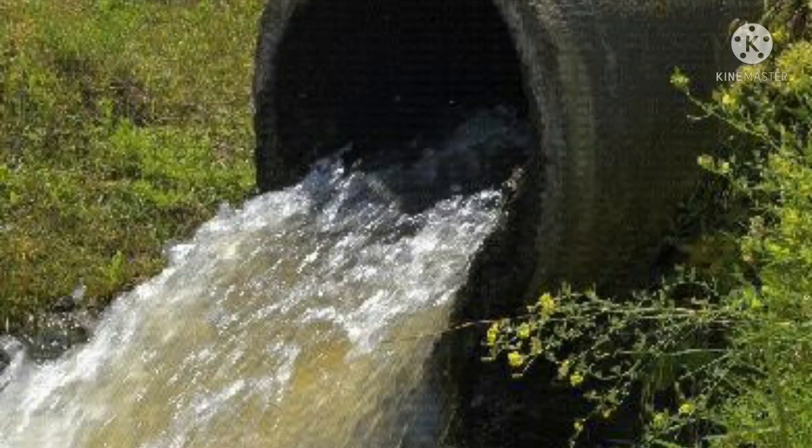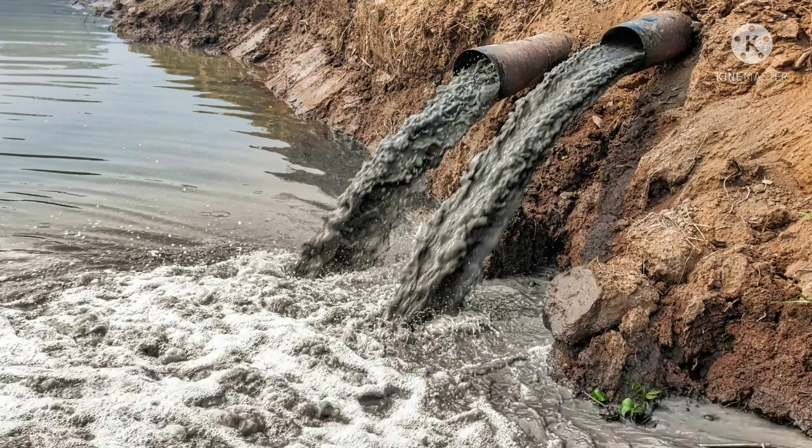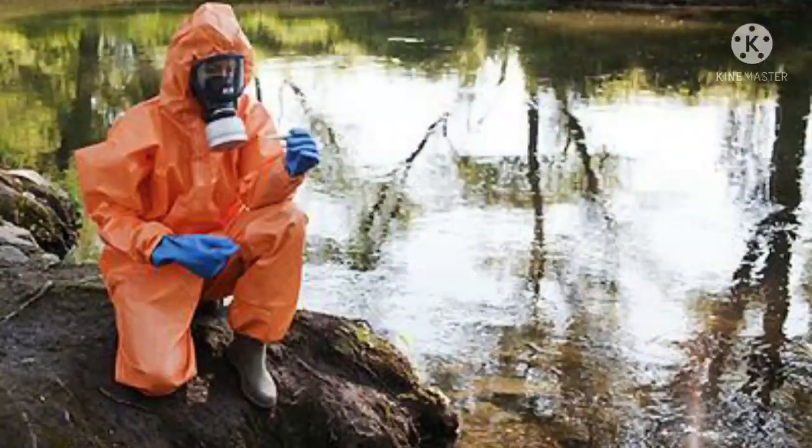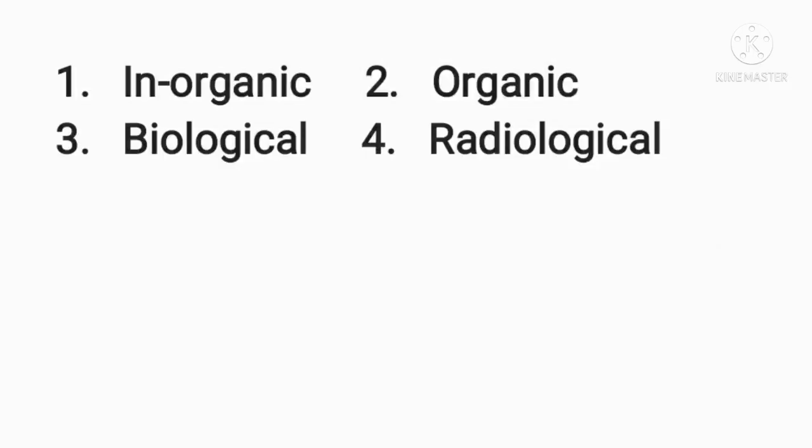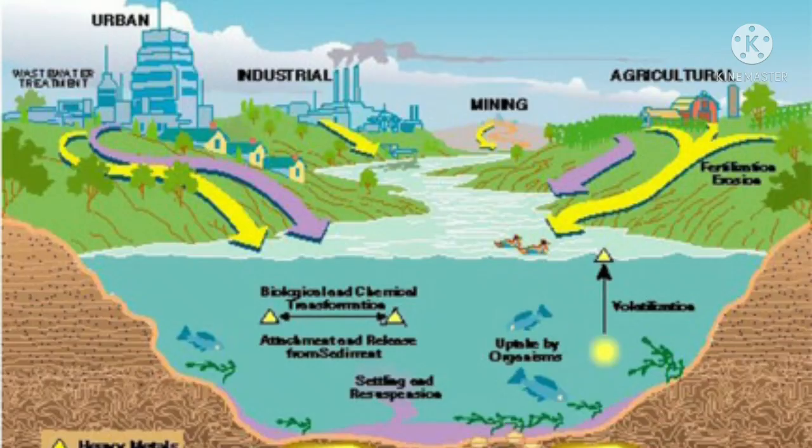Guys, we know that due to increased water pollution, water is no more safe for drinking. That's why we started processing our drinking water, right? So, what are the different types of contamination that are present in water? We can classify water contaminants into four types: inorganic, organic, biological, and radiological.